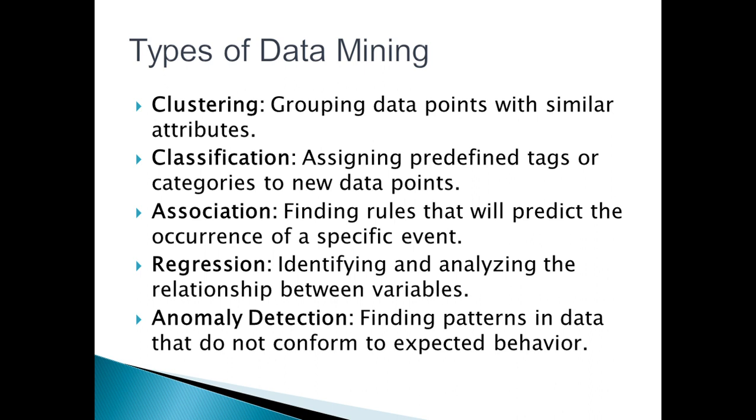This is basically used in finance for fraud detection and in manufacturing to identify defective products. So anomaly detection is used in finance to detect financial fraud, or in manufacturing to identify defective products. So these are some different types of data mining. This is clustering, classification, association, regression, and anomaly detection.